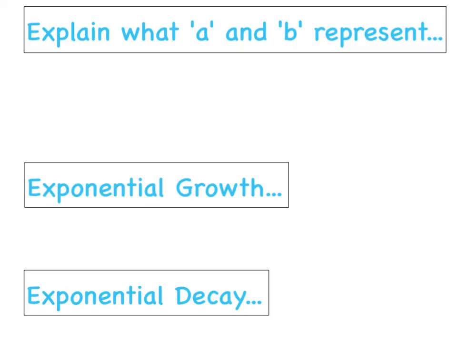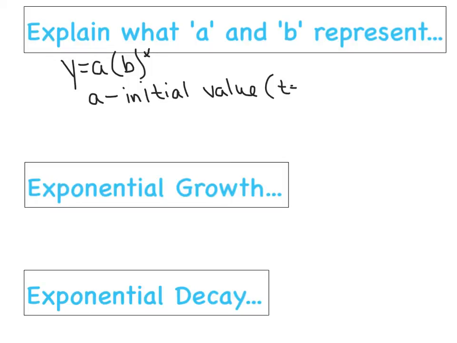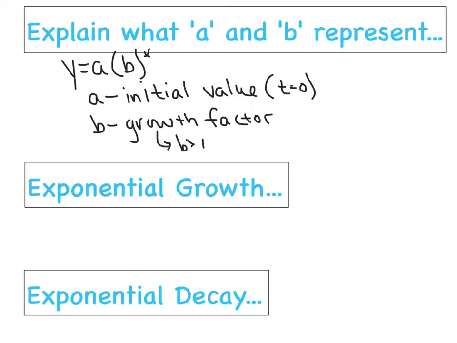Real quick recap of a few things we've talked about already. Our general form of an exponential function looks like this, and we said that a represents the initial value of the function at t equals 0. And b is what we call the growth factor. Basically we'll say it's growing if b is greater than 1, or it could be called the decay factor, and that would be true if 0 is less than b, which is less than 1.